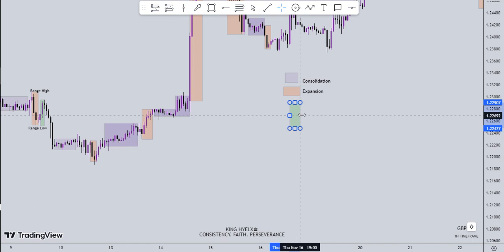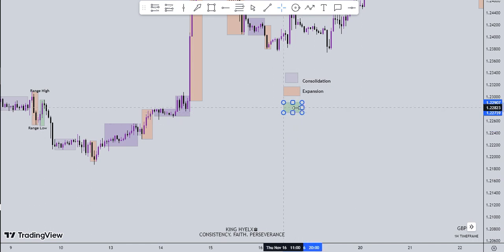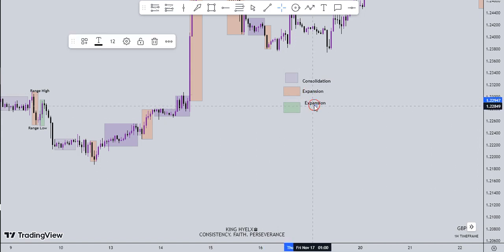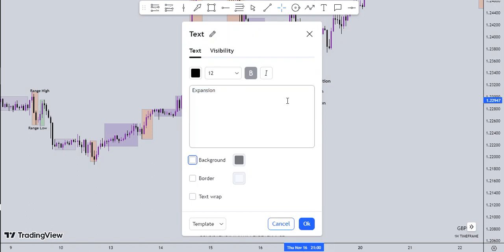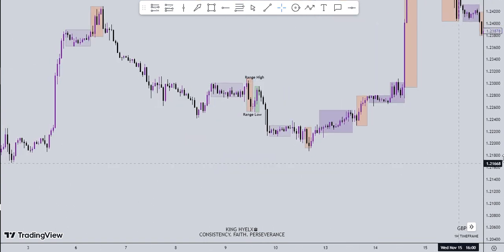By the way, I'm using control to duplicate. I will hold down control and then click and drag on the object. That's what I've been using to duplicate, in case you're wondering. You can go check YouTube videos for tutorials on TradingView. So, retracement, right? So let's keep going.